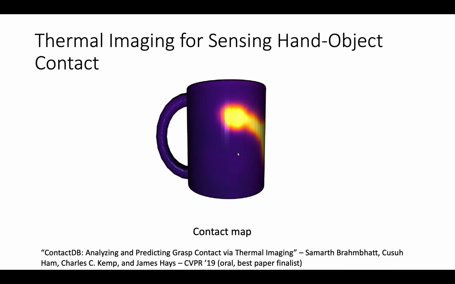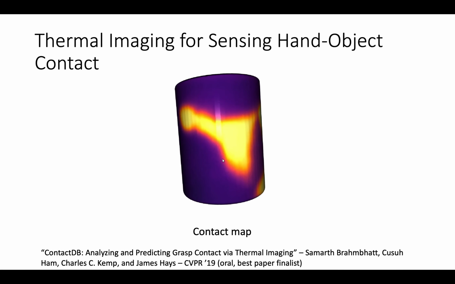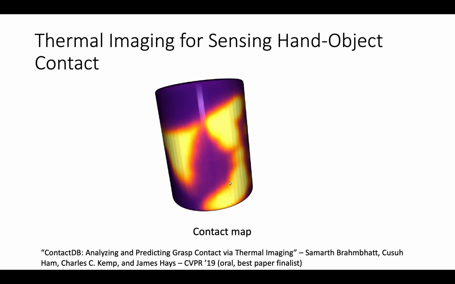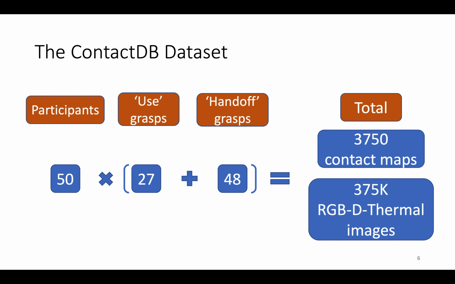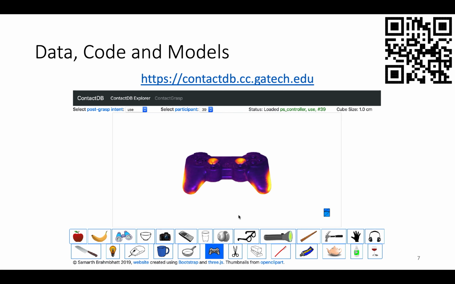So we use this effect to capture hand object contact for household object grasps, which we call contact maps. We create a ContactDB dataset which contains almost 4,000 contact maps captured from 50 participants grasping 50 objects with a use and handoff intention. You can interact with this data and download it from this website.